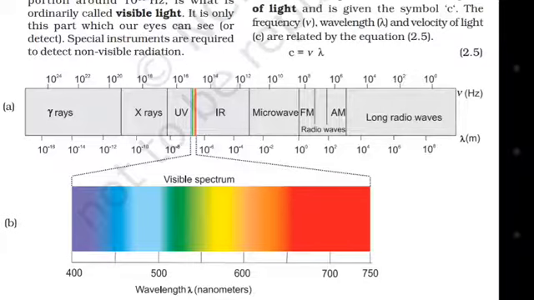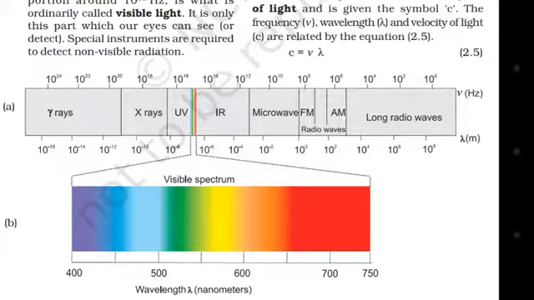The range of the frequency, as we can see, is from 10 to the power 24 to 10 to the power 0, and the range of wavelength varies between 10 to the power minus 16 to 10 to the power 8.